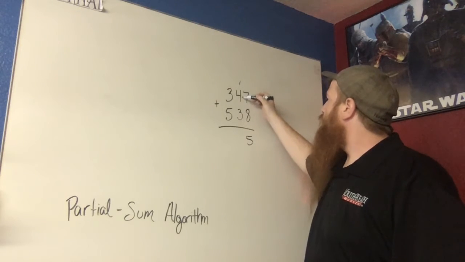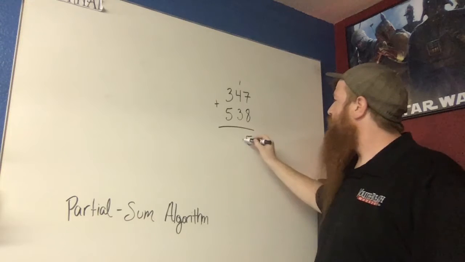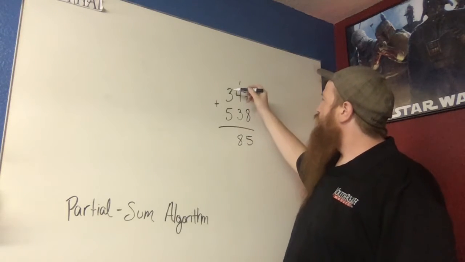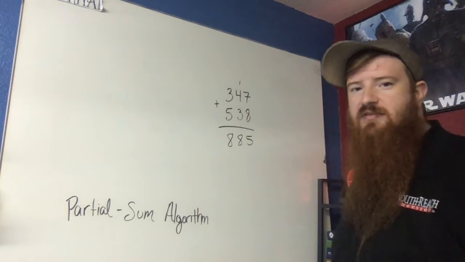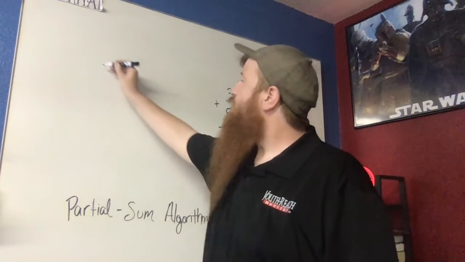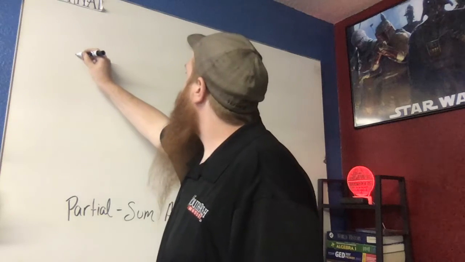Then we have 4 plus 1 gives us 5, plus 3 gives us 8, and then 3 plus 5 gives us 8, for a total of 885. Let me go ahead and rewrite this problem a little bit over here, so we've got some room.